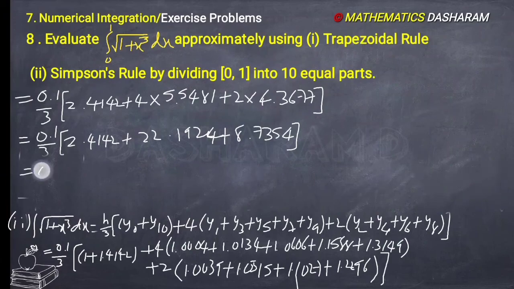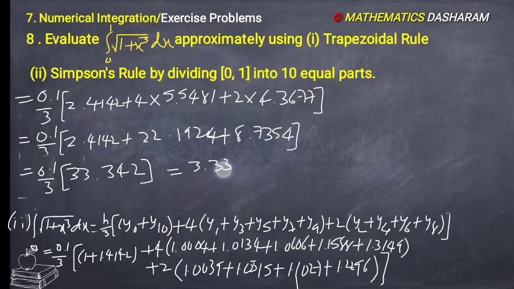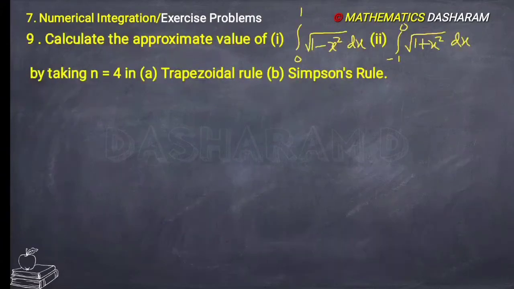So then it is equals to 0.1 divided by 3, 2.4142 plus the addition of these all decimal numbers is 33.342. So 0.1 into 33.342 is 3.3342 divided by 3. So then it is equals to 1.114 is our required answer.